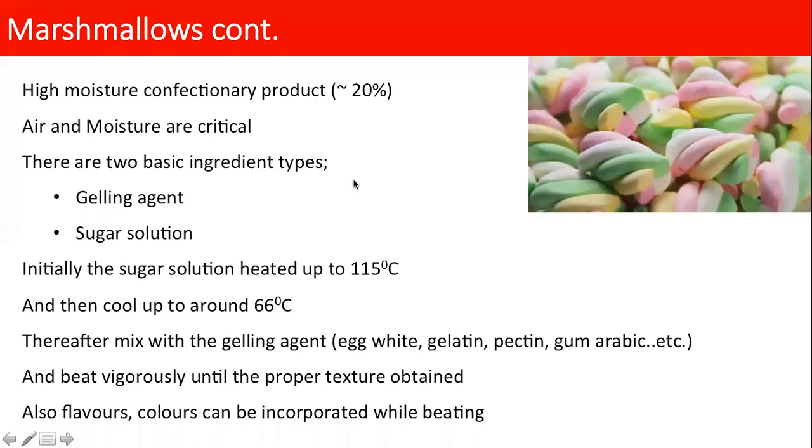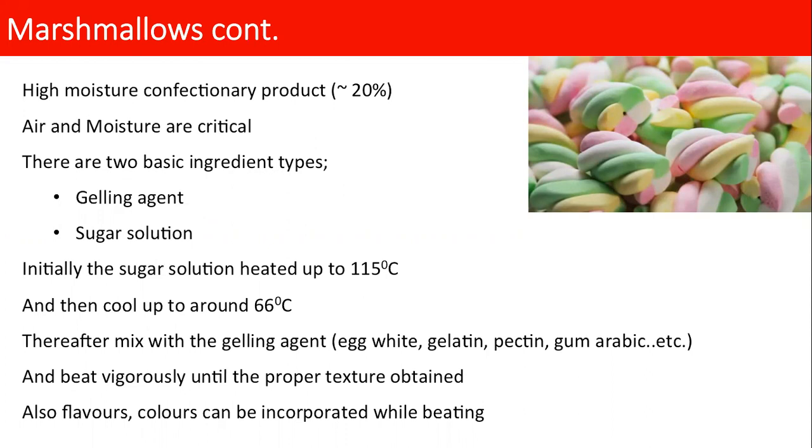So it's actually a little bit high moisture product. The two types of very important ingredients are there. A sugar solution should be there and a gelling agent, right? Basically, we use the gelling agent to get the texture. Initially, the sugar solution is heated up to 115 degrees Celsius.